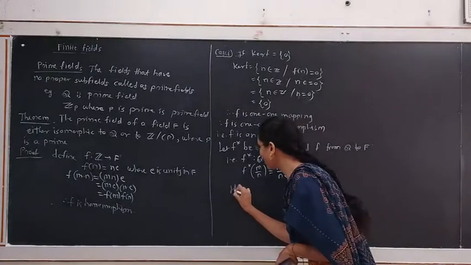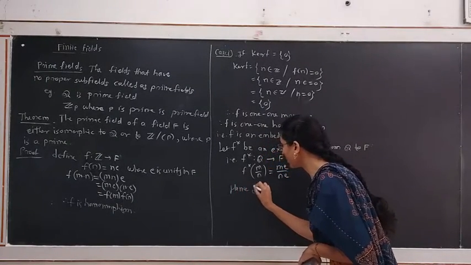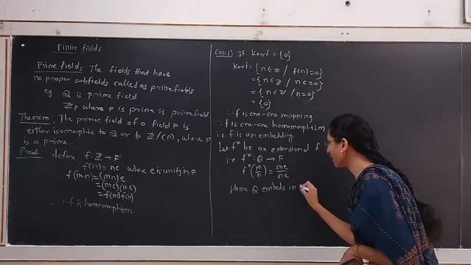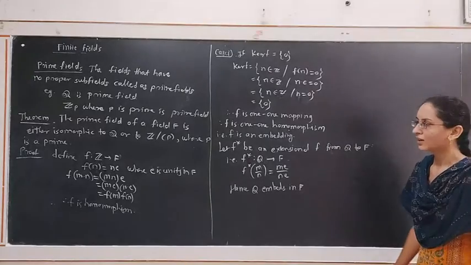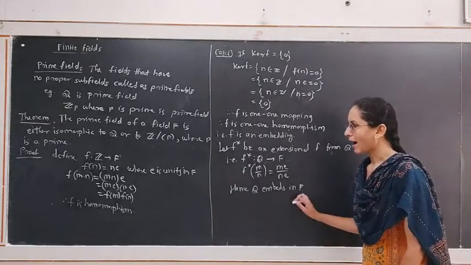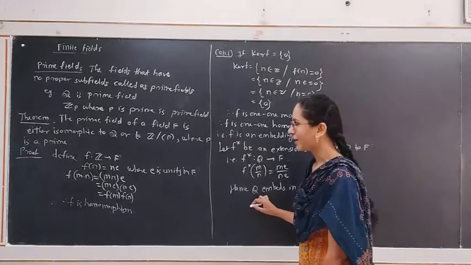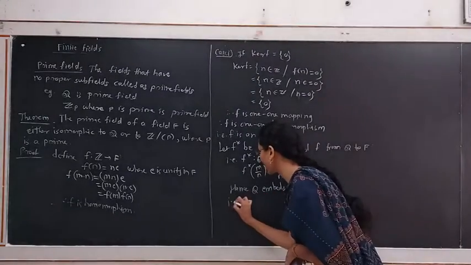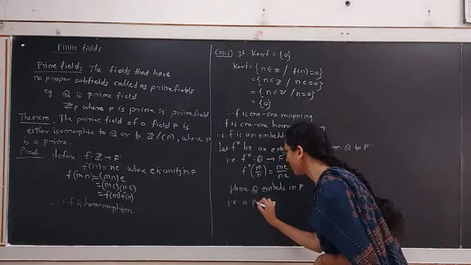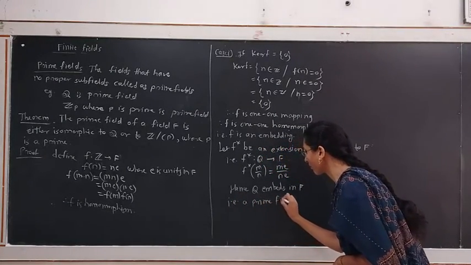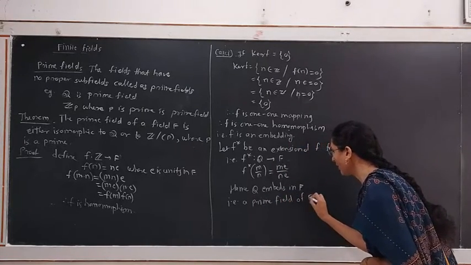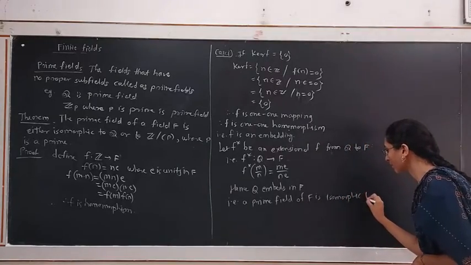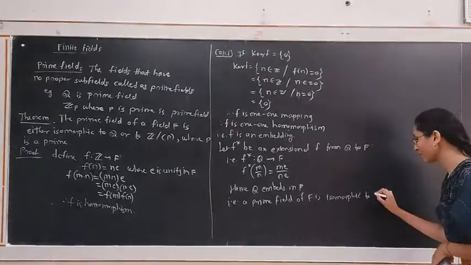Hence, Q embeds in F. That is, the prime field of field F is isomorphic to Q. That is, a prime field of F is isomorphic to Q.